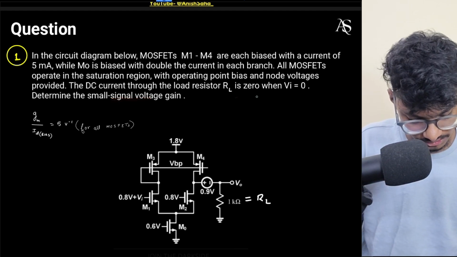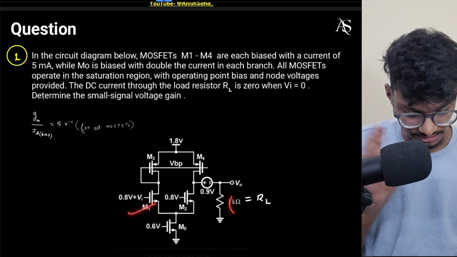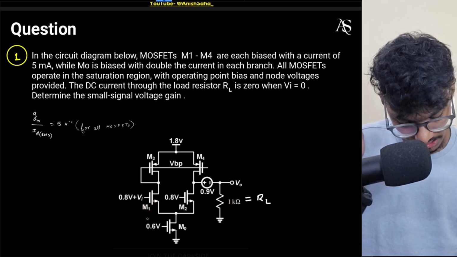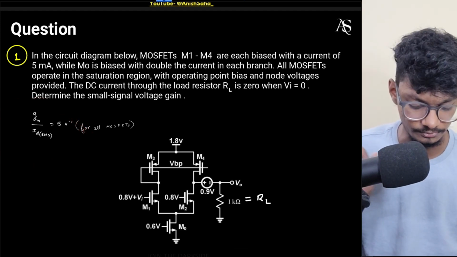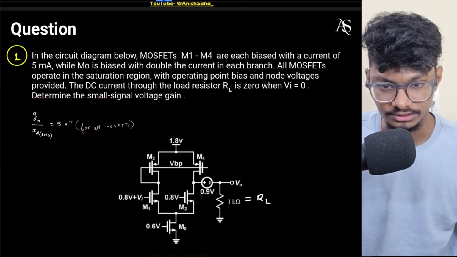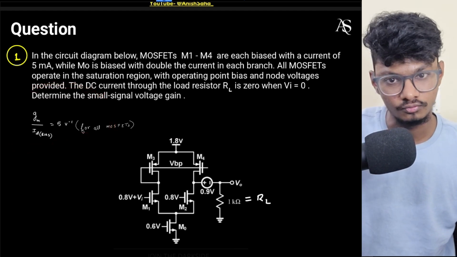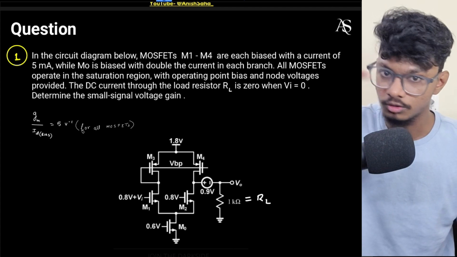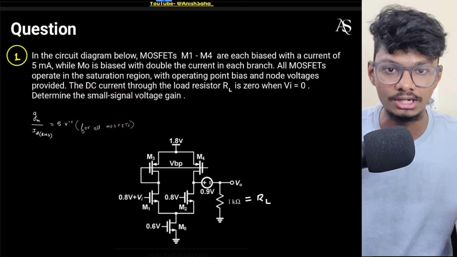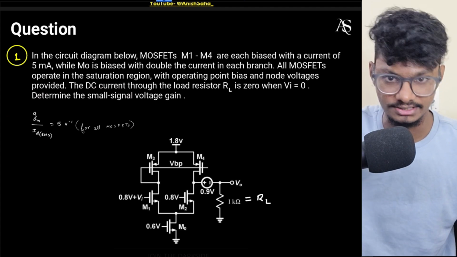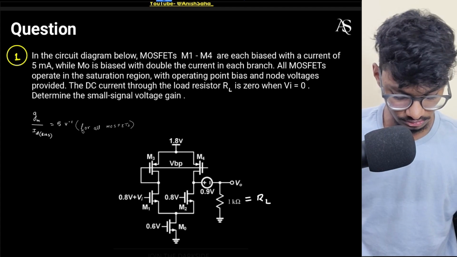The DC current through the load resistor RL is 0. Okay, when Vi is 0, when input is 0, DC current is 0. Determine the small signal voltage gain, that is Vo over Vi, if gm over ID bias is 5 volt inverse for all the MOSFETs. All the MOSFETs have the same gm by ID bias. This is a parameter which we generally use to define MOSFETs, because this parameter is bias independent. That's why it is very useful for analyzing different circuits.